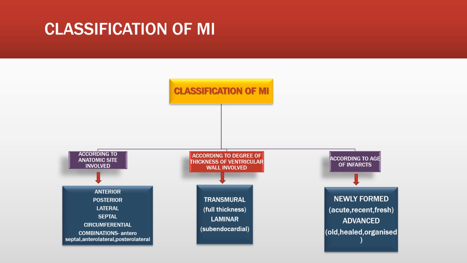Now we would stress on what is the classification. How do you classify MI? Number one is according to the anatomic site, which area is involved. That is your anterior, posterior, lateral. You will see in your file that they are telling you it is anterior MI, posterior MI, lateral MI, septal MI. Okay. Now circumferential, or it can be a combination. You will hear it is anteroseptal, anterolateral, posterolateral.